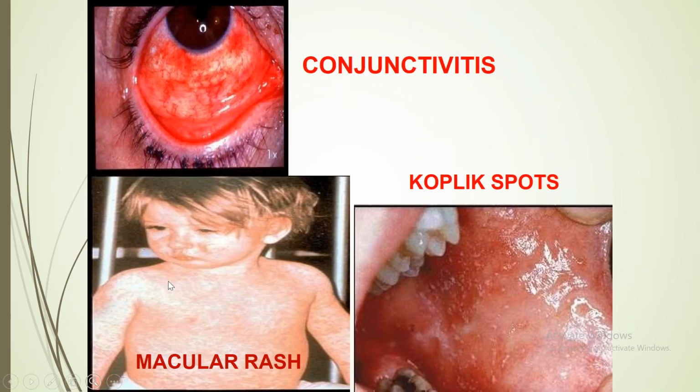So this is the conjunctivitis, and if you can see my pointer, these are the whitish grayish spots which you can see in the oral mucosa. These are the Koplik spots. Some features are pathognomonic of the disease, and the Koplik spot is one such feature.